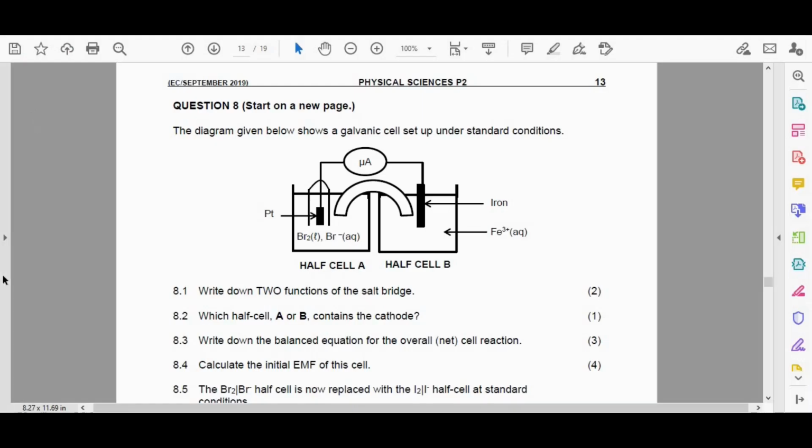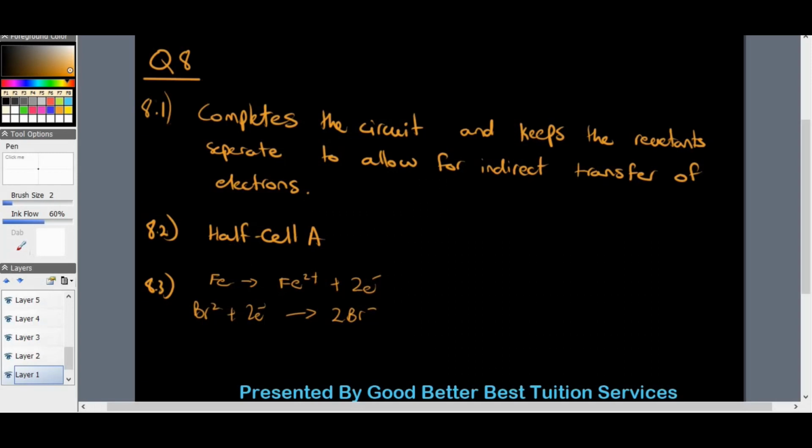So they ask us to write... Oh, my bad. I see. Oh, we're using the Fe3 plus. I apologize, everybody. I thought there was a 2. Let me just go correct that quickly. It's the Fe3 plus. So that 2 plus there must just be a 3. Okay.